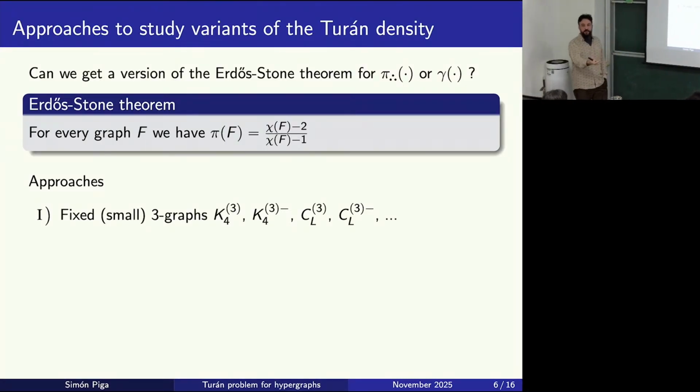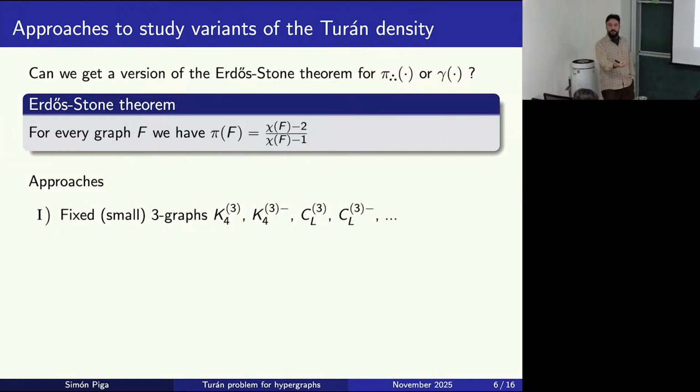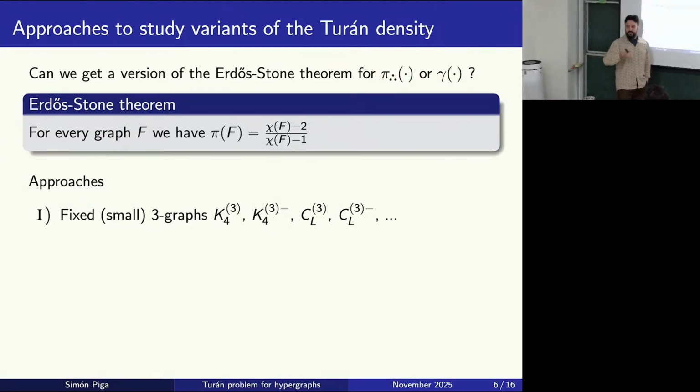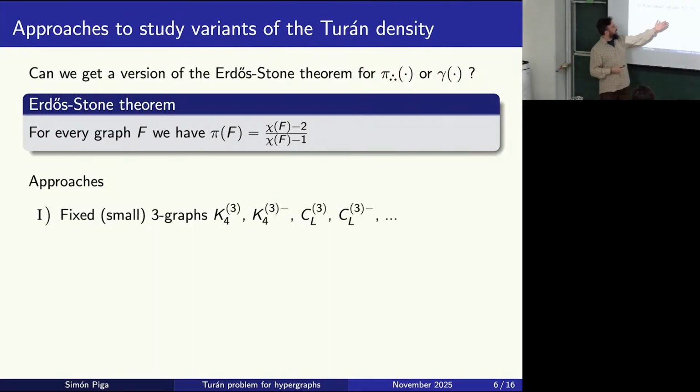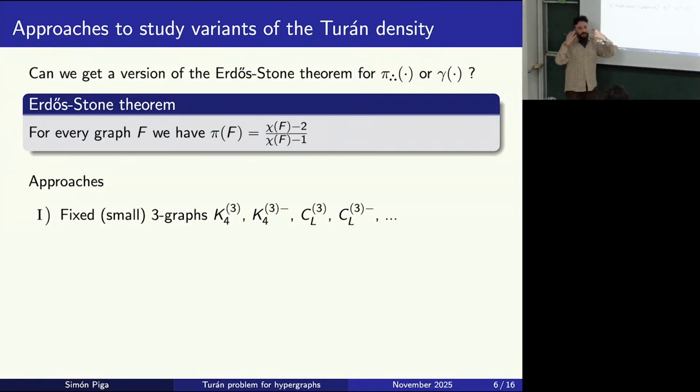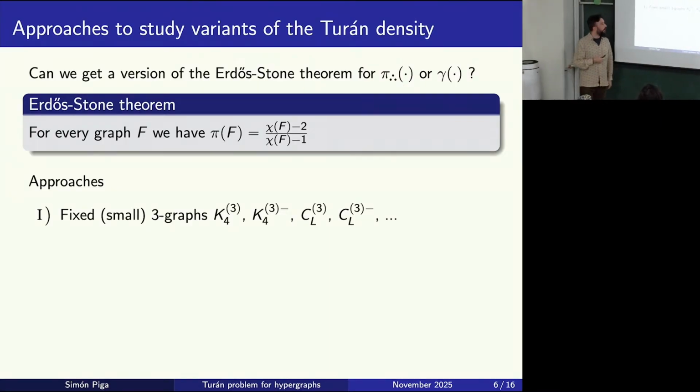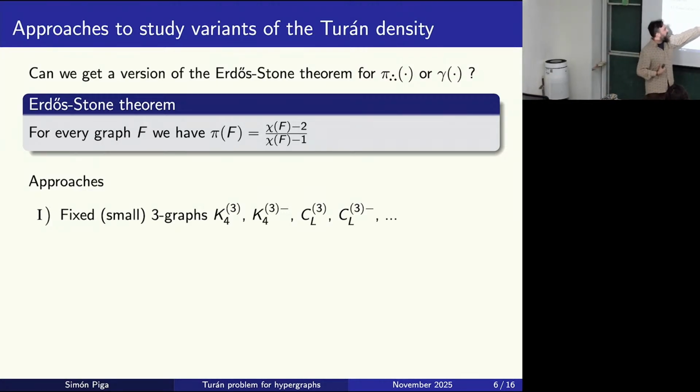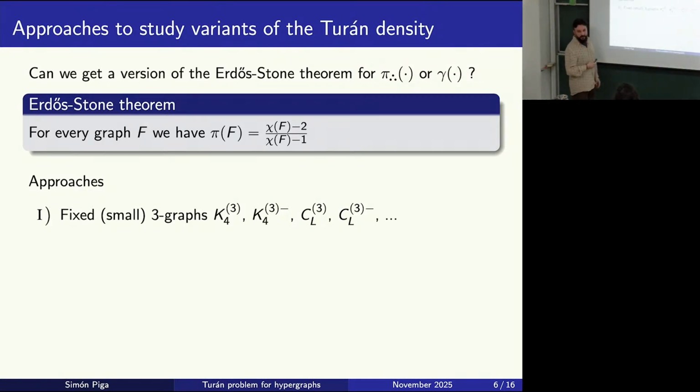a nice hypergraph and I try to calculate its Turán density, and I hope that after doing this 10 times or 20 times, I can learn enough to get a general formula. So we have K4, K4 minus, cycle minus an edge, and so on, right?